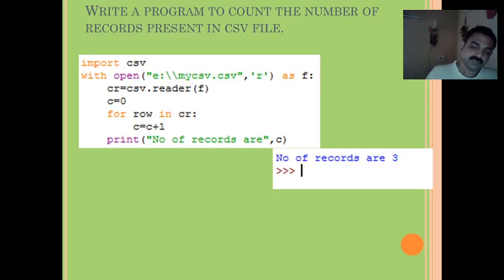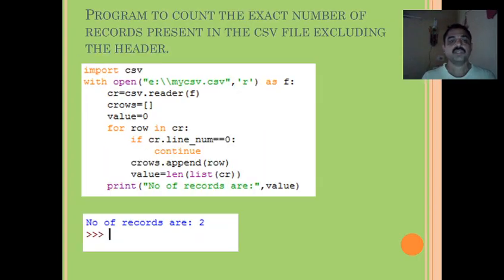But remember, since everything is stored in the form of comma separated data, even the heading of the records in the first row, which will normally be the headings before the records come, is also counted here. So in case you want to eliminate the heading and count the number of records, then we need to make a small change. So let us see how a program is to be written to count the exact number of records present in the CSV file, excluding the header.